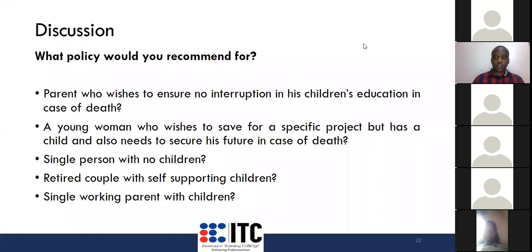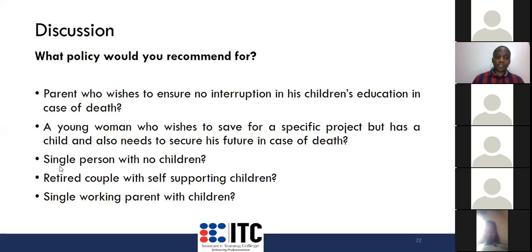Then we have a second one, a young woman who wishes to save for a specific project, but has a child and also needs to secure the future in case of death. So that means they can take two products, but both of them would be endowments, because both of the requirements here have an element of savings and death. So it's still an endowment.